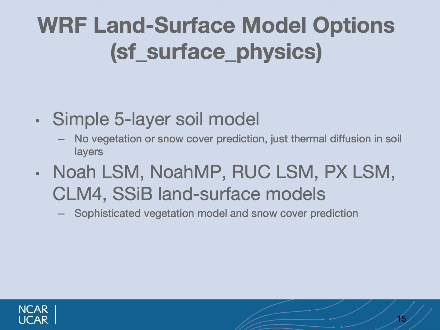So now we come to the land surface models. These are given by the sf_surface_physics switch in the namelist. We have the simple 5-layer soil model that's not used much except for idealized cases. Most of our usage is with a full land model. So we have the Noah LSM, Noah-MP, which is the newer version that's currently being developed, RUC LSM, the Pleim-Xiu, CLM4, which is from the climate model, and Simple SiB, which is also a climate model land surface model.